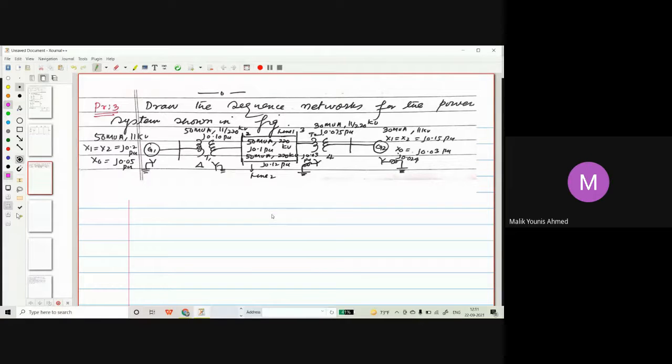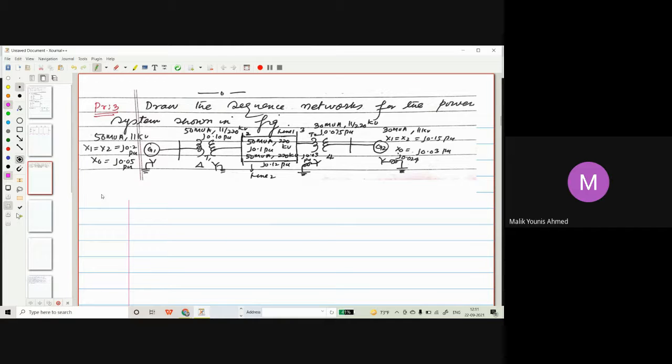Now, draw the sequence networks for the power system shown in figure. Each and every element has some specifications given. So before drawing the sequence diagram, you have to bring it on a common platform, in the sense that you have to choose the base values. You have to choose the base values for the complex power and for the voltages. And after choosing the base values, you have to draw the sequence networks.